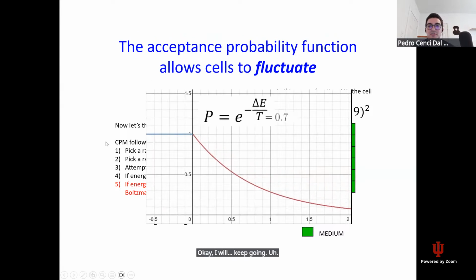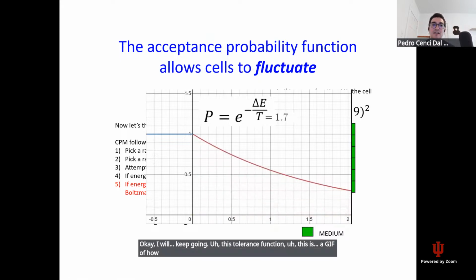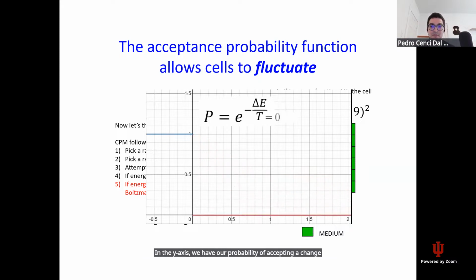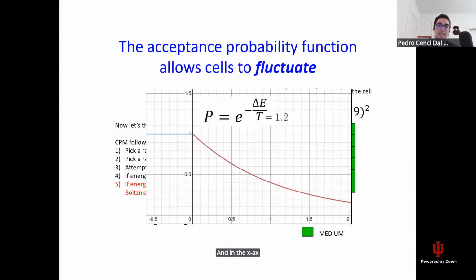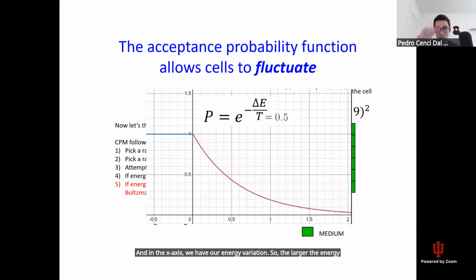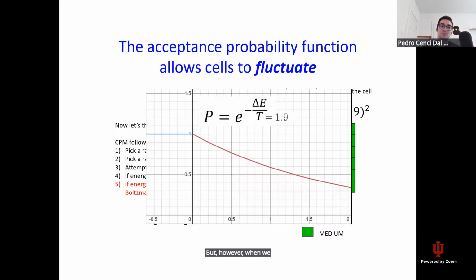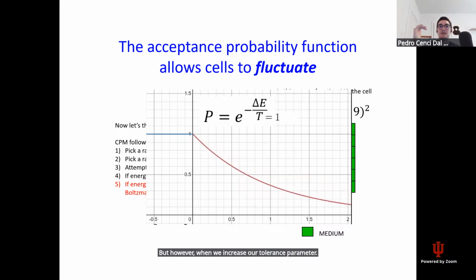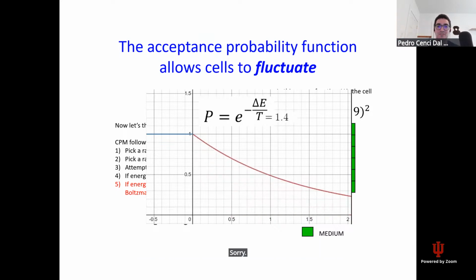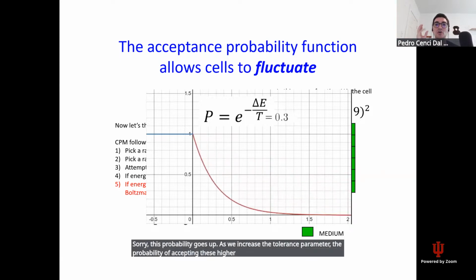This is a GIF of how this tolerance function looks. In the y-axis, we have our probability of accepting a change that increases energy. And in the x-axis, we have our energy variation. So the larger the energy variation, the lower the probability of accepting the change. However, when we increase our tolerance parameter, this probability goes up. As we increase the tolerance parameter, the probability of accepting these higher energy increases goes up.